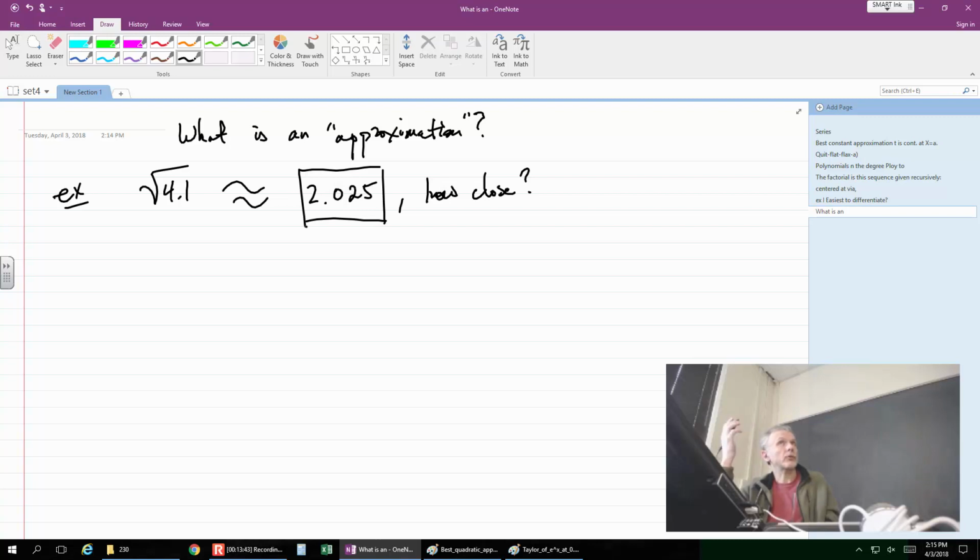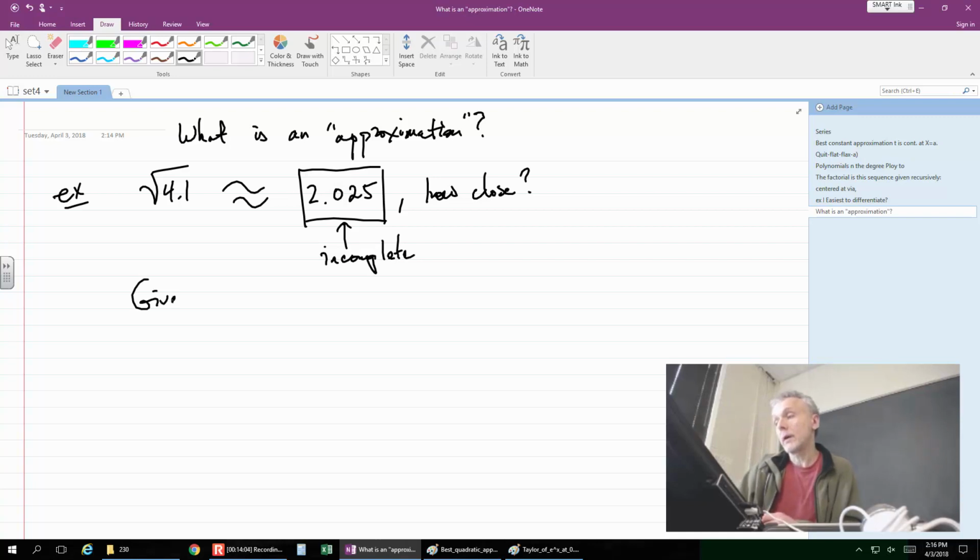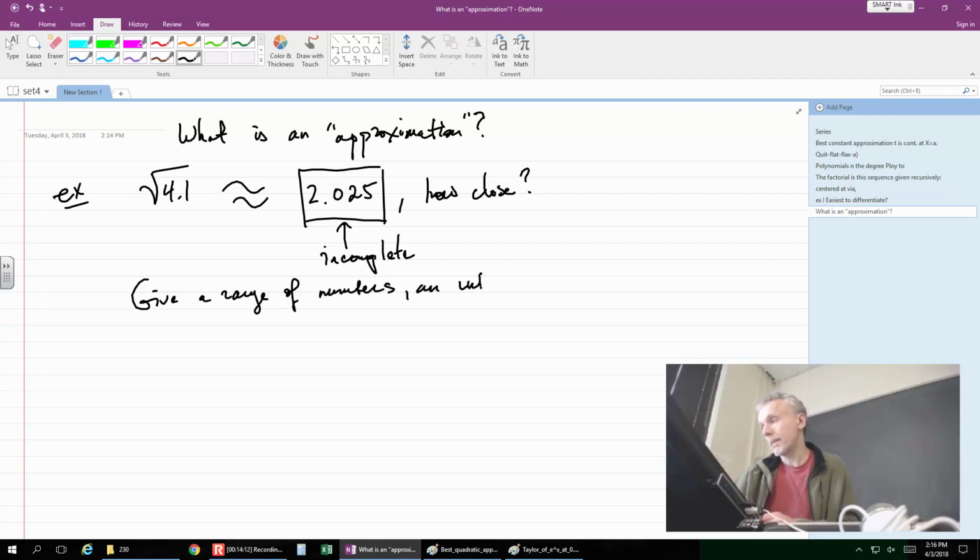So approximation should not be just a number, but rather what? A range of numbers, right. This is very incomplete. It is one number, and we do not know how close we are to the truth. So give a range of numbers, typically an interval. And then if it is an interval, make sure that it is the interval that contains the truth.